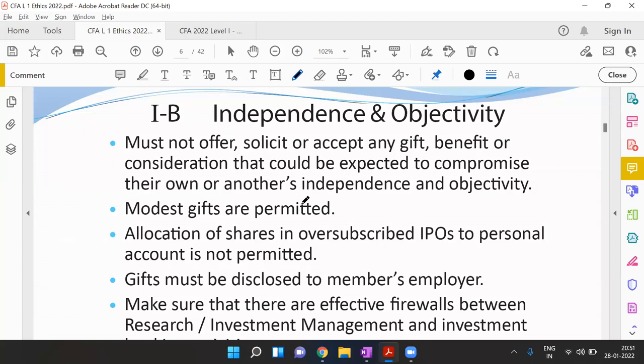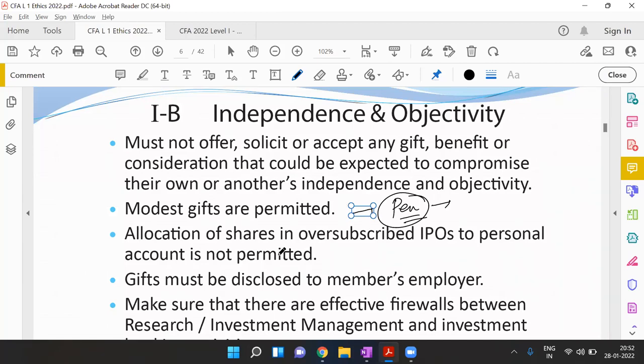Now in this case, somebody will ask a question: sir, as an analyst, I attended the AGM of Reliance. There was an analyst conference call, and Reliance Industries Limited gifted a pen to every analyst. Shall I accept it or not? Modest gifts are permitted. There is no problem with a modest gift, but any substantial gift, or any gift which is not modest, should not be accepted, because if you accept lavish gifts, there is a high probability that your independence might be compromised.